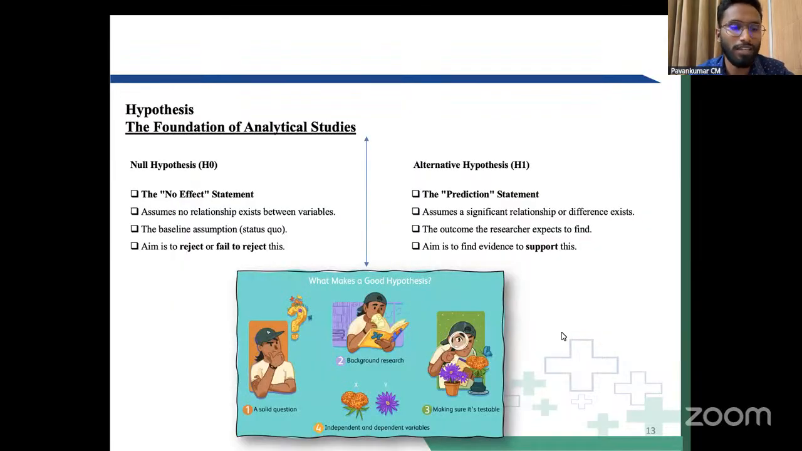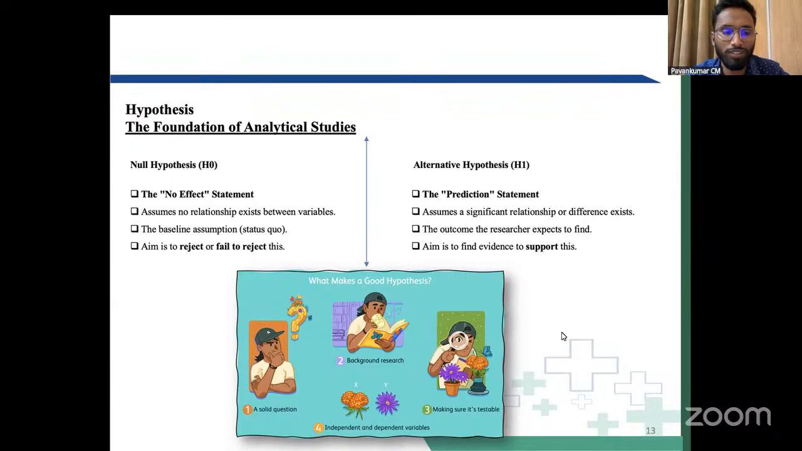And coming to the hypothesis, we are so familiar with the null hypothesis and the alternate hypothesis. The null hypothesis is the no-effect statement, and the alternative hypothesis is a prediction statement. The null hypothesis also assumes no relationship exists between the variables, and it is denoted with H naught. It states that there is no difference or no association between variables.